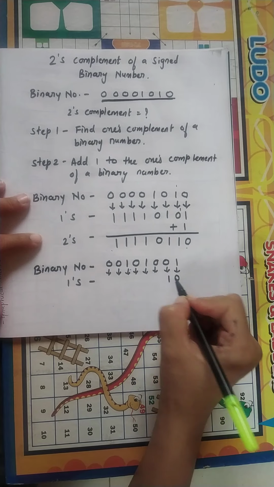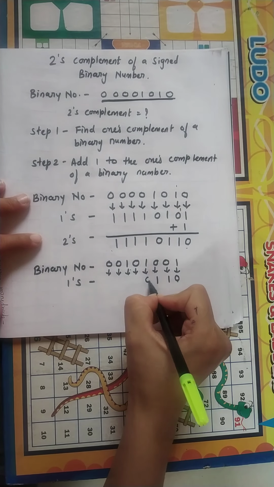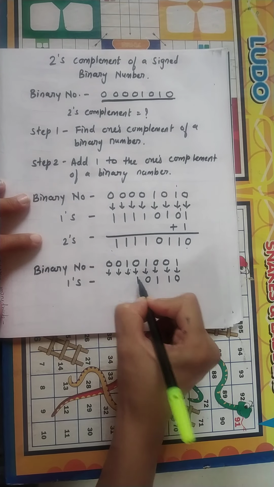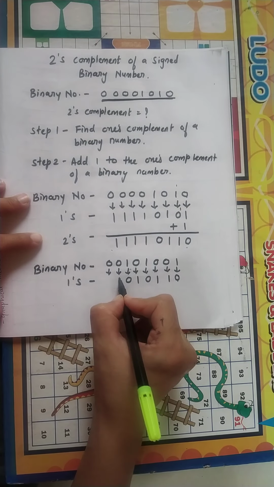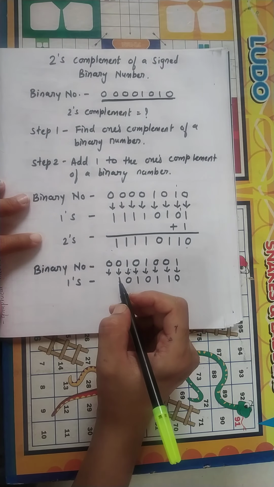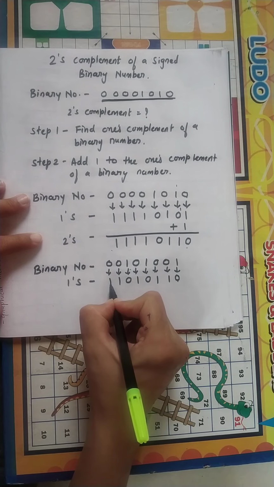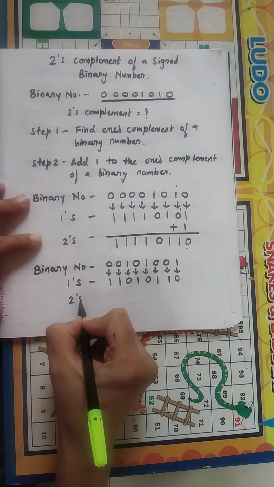0 is there, inverted will be 1. 0 is there, inversion will be 1. 1 is there, inversion will be 0. 0 is there, inversion will be 1. 1 is there, inversion will be 0. 0 is there, inversion will be 1. And 0 is there, inversion will again be 1. Right? Now I have to find the 2's complement of this number.